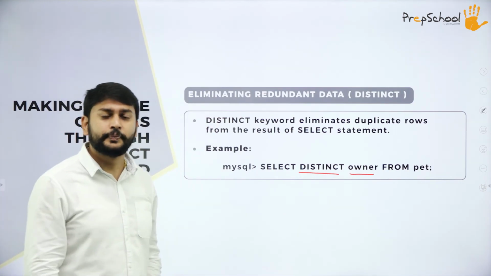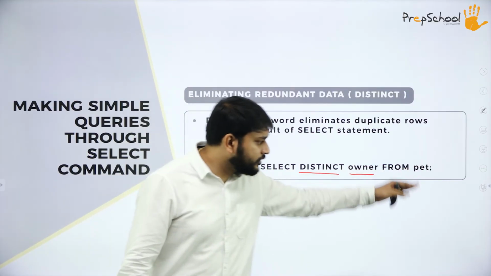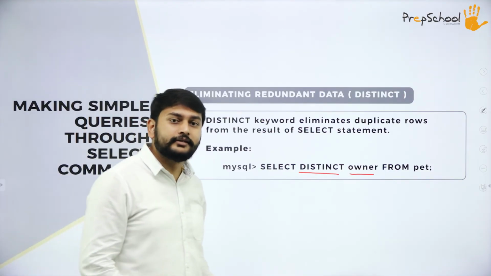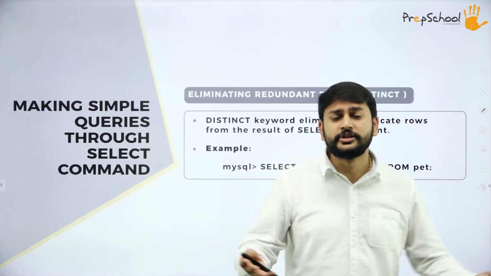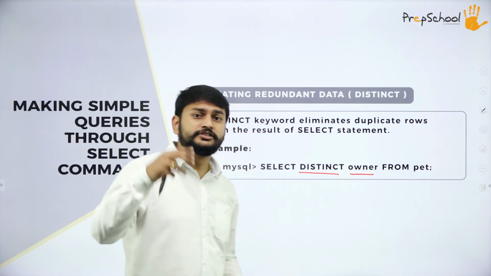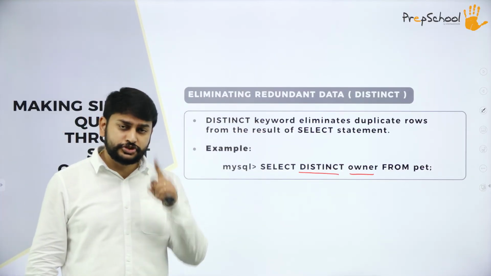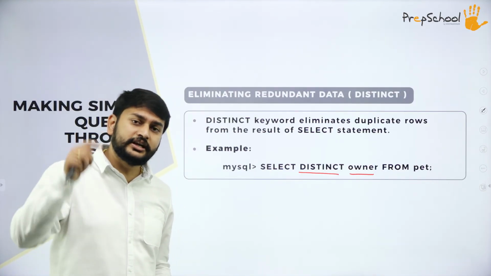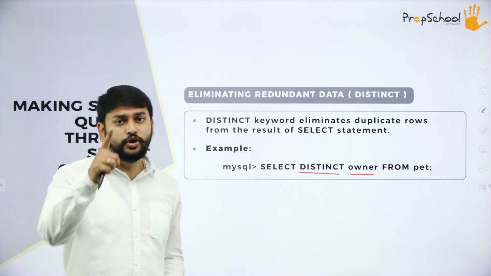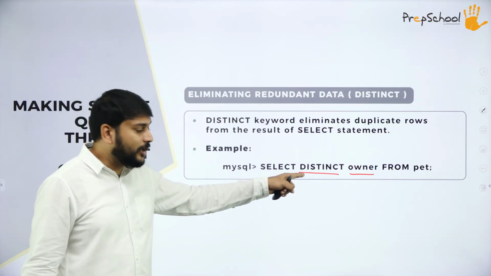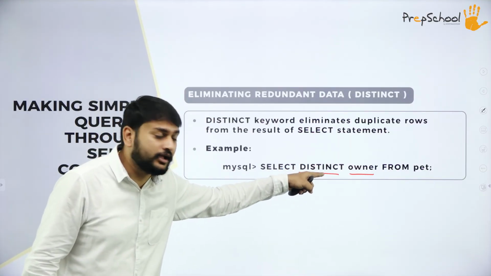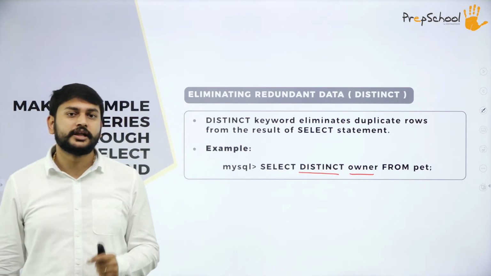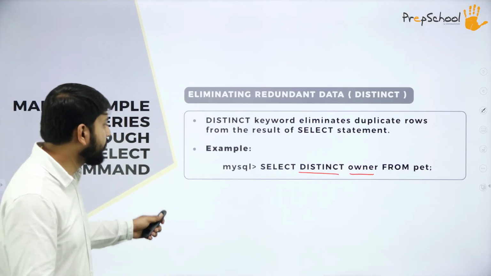What is the meaning of it, sir? I wanted to select the pet owners. Imagine Kaushik has got a dog, a cat, and also some other pet animals. So my name is repeated thrice in the table, but I just wanted to check the different owners that I have. Why do I need three times Kaushik in the table? I just want it only once. For that, what should I do? I will use the keyword distinct. So distinct owner, and only once will Kaushik be shown. That is the power of distinct.